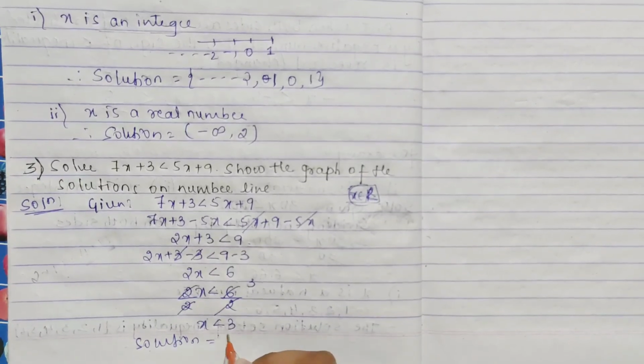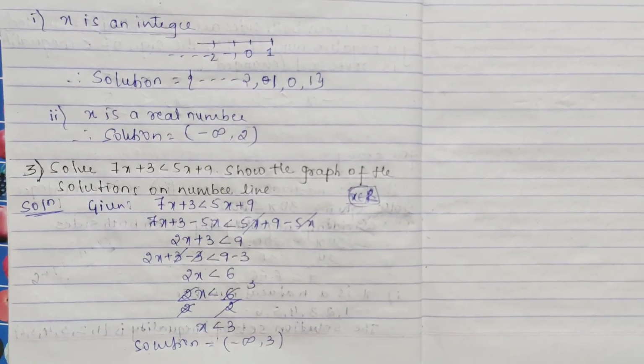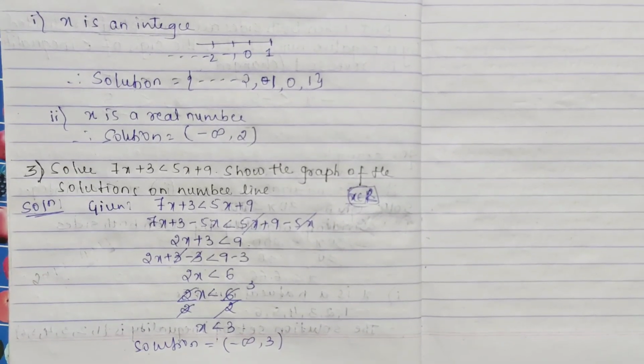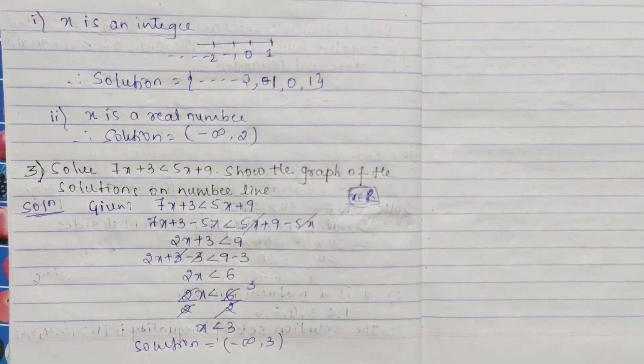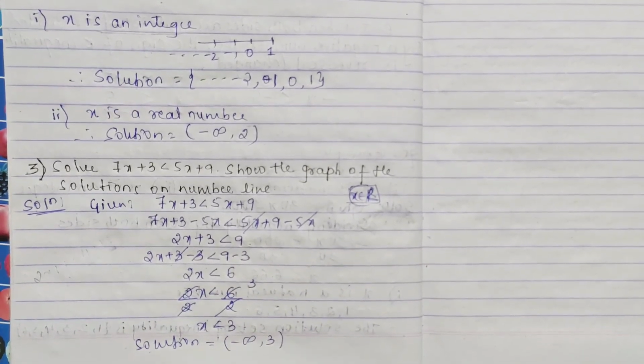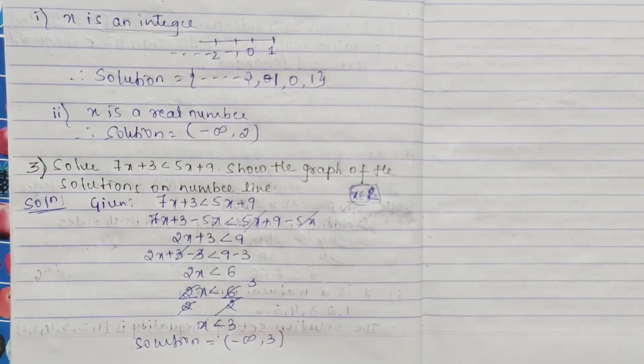Minus infinity to 3, real numbers, because 3 is not included. Less than, even minus infinity is not included, because we don't know what its value is, we are just skipping it. So we write open intervals. So we will show it on the number line.